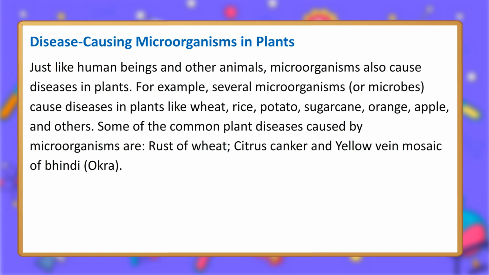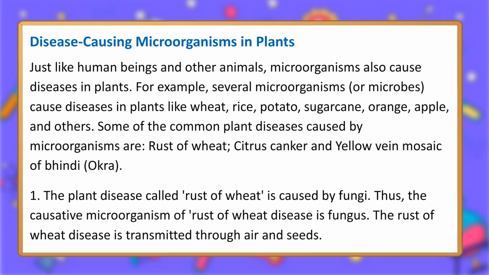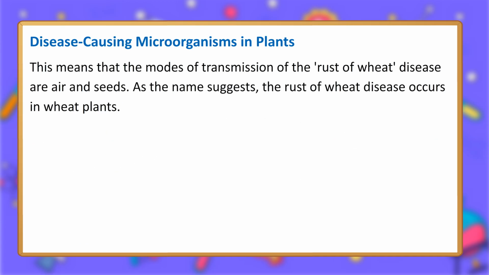Some of the common plant diseases caused by microorganisms are rust of wheat, citrus canker, and yellow vein mosaic of bhindi, okra. 1. The plant disease called rust of wheat is caused by fungi. Thus, the causative microorganism of rust of wheat disease is fungus. The rust of wheat disease is transmitted through air and seeds. This means that the modes of transmission of the rust of wheat disease are air and seeds. As the name suggests, the rust of wheat disease occurs in wheat plants.